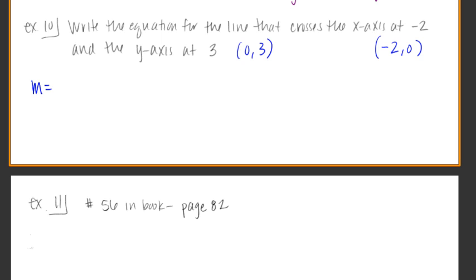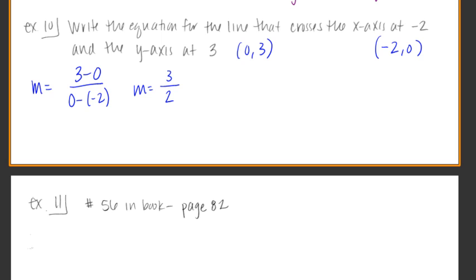Okay, well, can I get the slope? Because we always have to have the slope, right? Yeah, we can. It's the difference in the y's, so I'm going to go left to right on those points. So 3 minus 0 over the difference in the x's, 0 minus a negative 2. So our slope is 3 over 0 plus 2, which is 3/2.